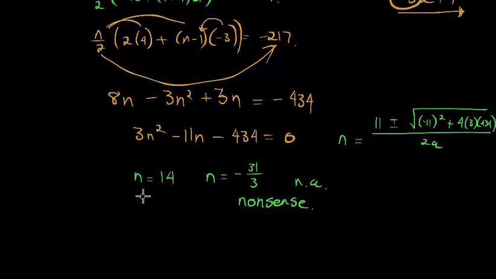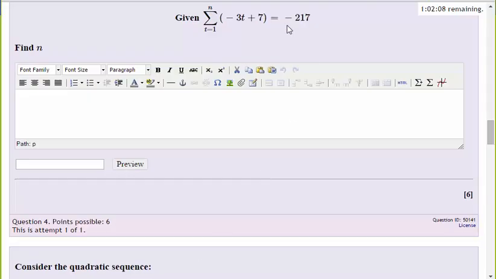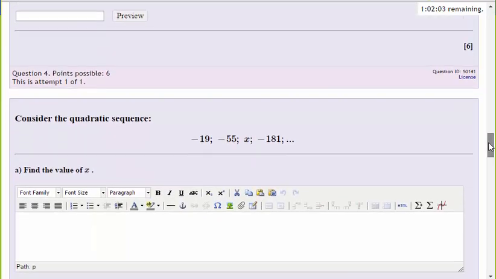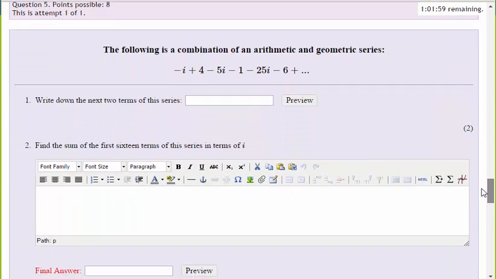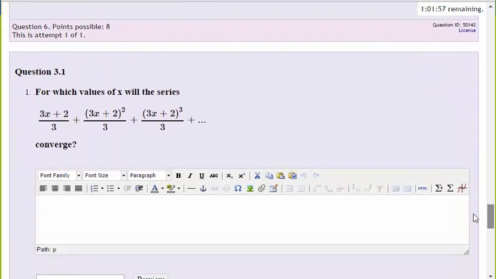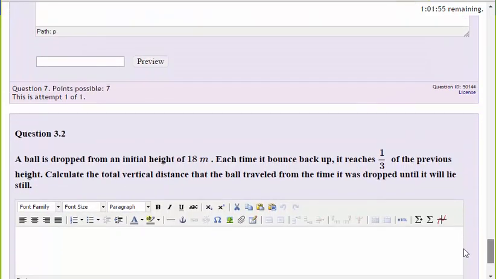Okay, so there we go. There's 14 terms in this expression so that it sums up to negative 217. Maths is quadratic, a combination of an arithmetic and geometric. We'll do that one now. Okay, cool. Let's go on.